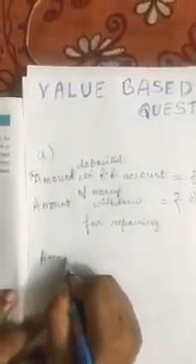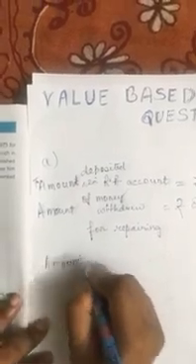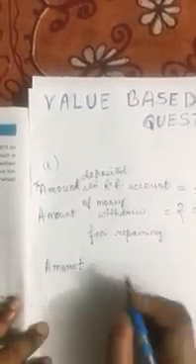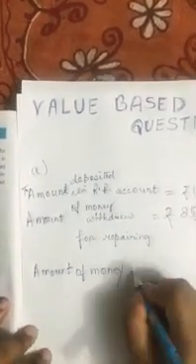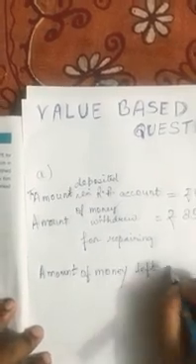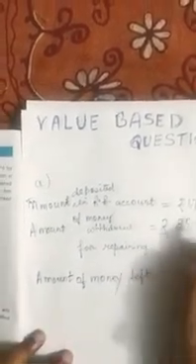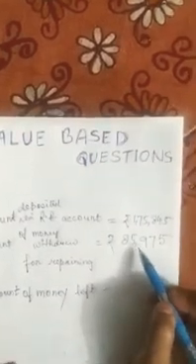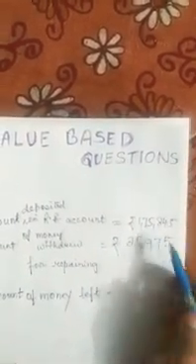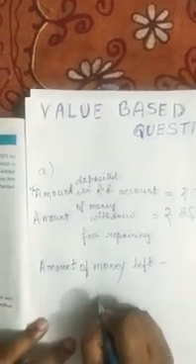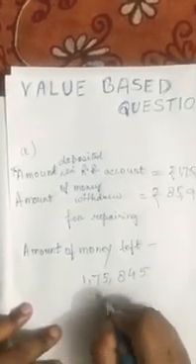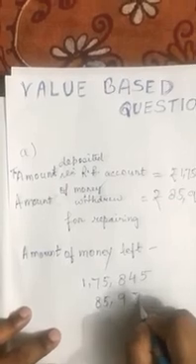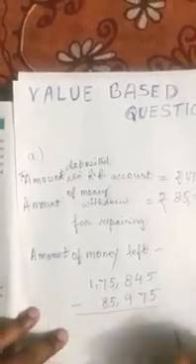So the amount of money left in the bank account. So what we will do? We will subtract the withdrawn money from the total amount that is deposited in the bank. So total amount is 1,75,845 and the amount withdrew is 85,975. So let's subtract.